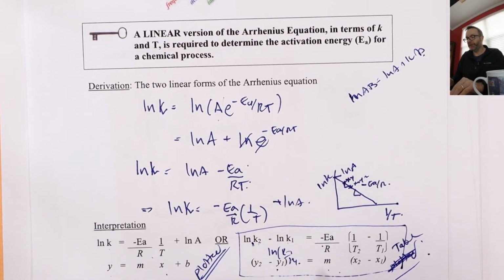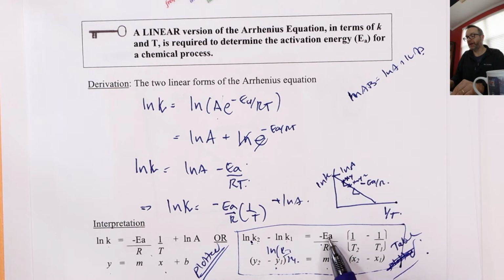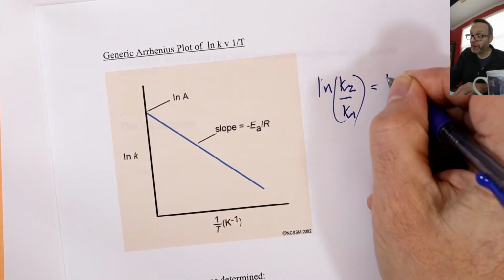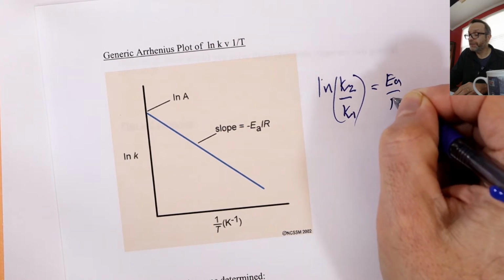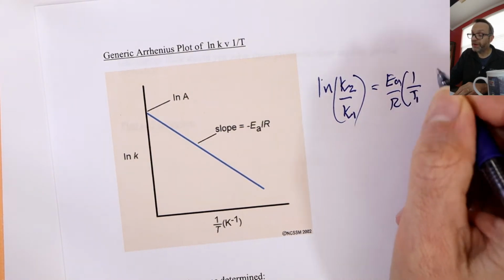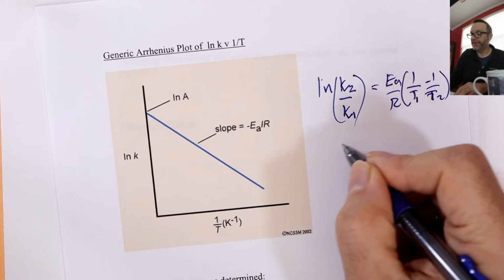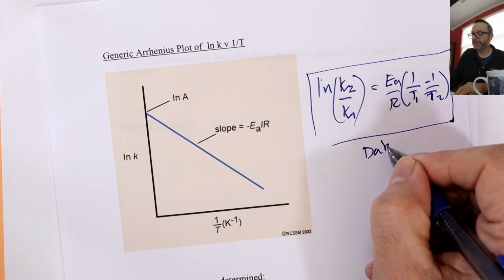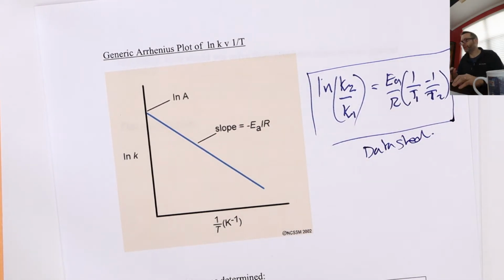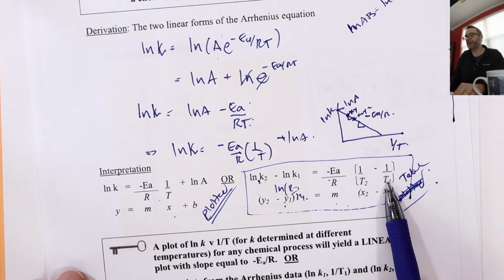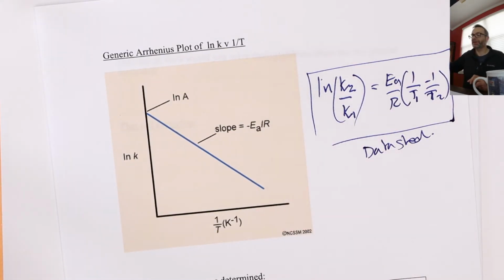Now, if I want to get rid of this minus EA over R and make it a plus, I just multiply through and collect like terms. So basically what I'm going to do is change the sign and switch the order. So that equals positive EA over R, times 1 over T1, careful, because I switched the order, minus 1 over T2. And that is the version from the data sheet. It's a more convenient version to use, even though it's not as intuitive as y2 minus y1 equals m, x2 minus x1. It actually works better for plug and chug, and we'll see that in a moment.